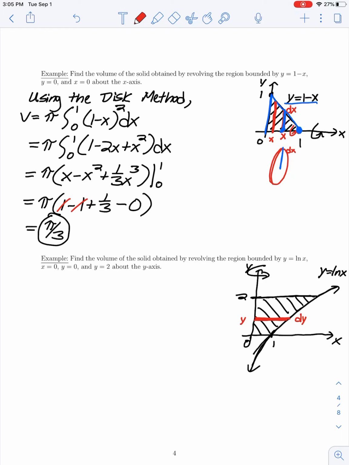So we can see that if we revolve that strip about the y-axis, we're going to get a disk of thin thickness, dy, and the radius of this disk, the distance from the center out, will be the distance from our axis of revolution out to the edge, which is defined by this curve, y equals the natural log of x. So let's see if we can use the disk method here.